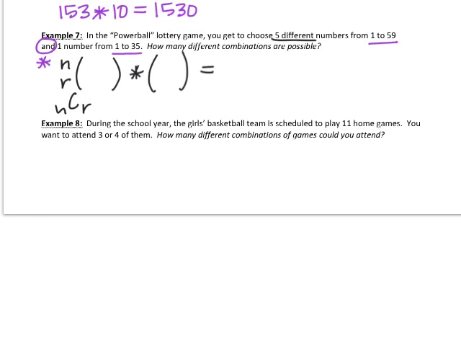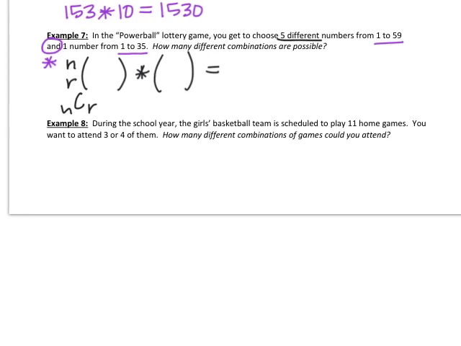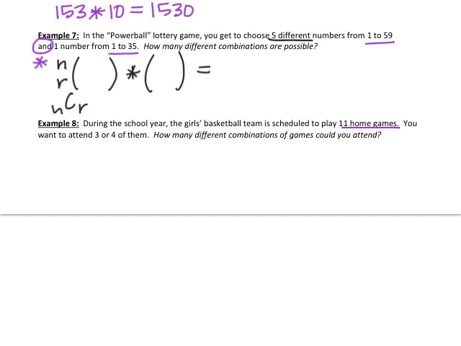And I'd also like you to try example 8. During the school year, the girls' basketball team is scheduled to play 11 home games. You want to attend 3 or 4 of them. Remember, the word or means that we have to add. So what I'd like you to do is set up the first choice, and then of course you're going to add the second combination, and then that's going to give you a total. So read through this question again and set this up, because the number N is the total number of objects that goes on top, and R is the number of items you're choosing from the total number.